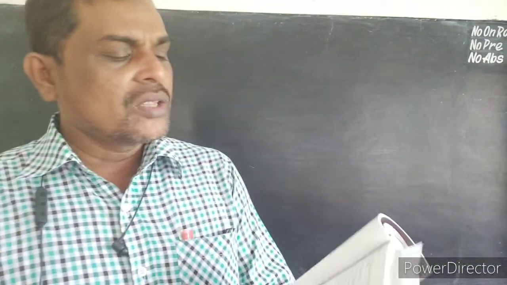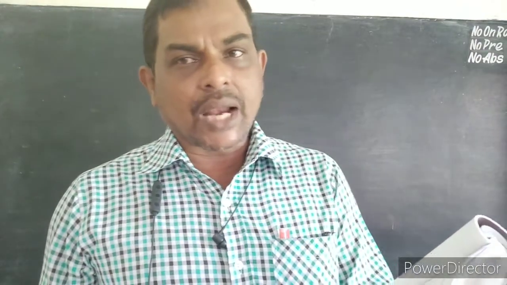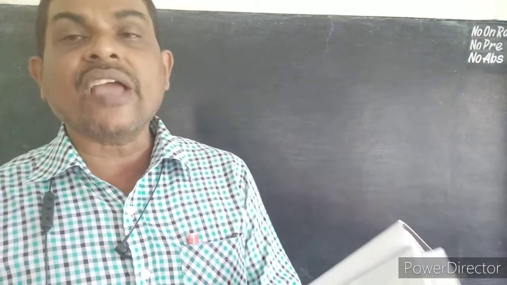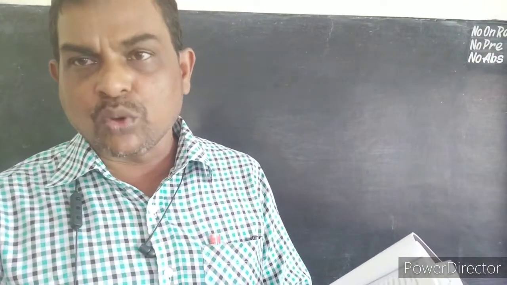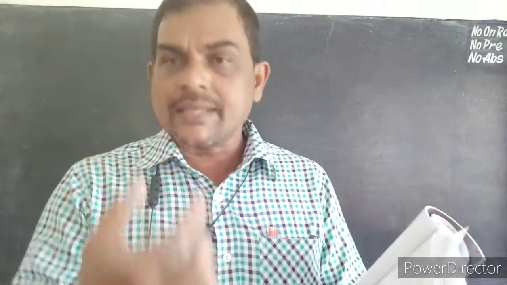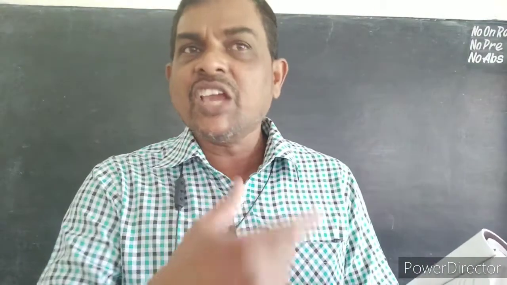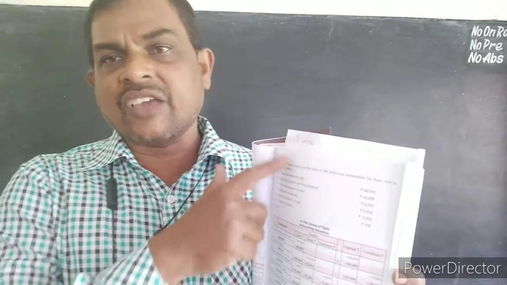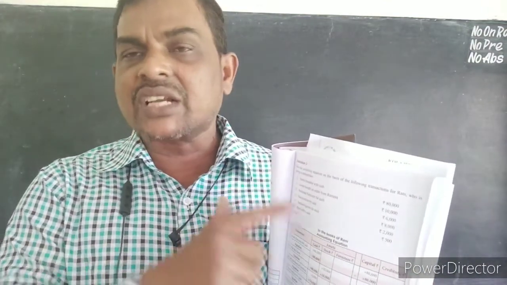Listen carefully. So they have given some transactions. Based on these transactions we have to prove. Show means we have to prove. What we have to prove? That accounting equation. What accounting equation? Assets is equal to capital plus liabilities. That equation we should prove with these transactions. Based on the given transactions we have to prove that accounting equation.